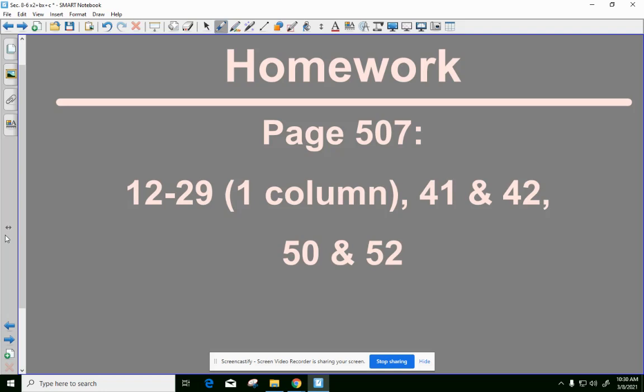This 12 through 29, the first part of it, you're just factoring. So just 2 sets of parentheses. In the second part, then you will actually find your factors and then find your solutions. So if they're not equal to 0, you'll make them equal to 0. If they're already equal to 0, then you can just go from there. Okay? Any questions on that? Okay.